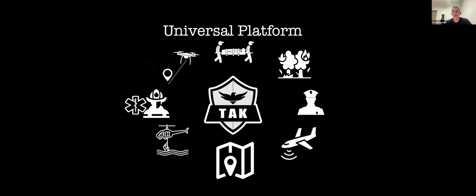TAC was built for the warfighter, but I feel like wildland fire is probably the biggest overlap. This large mobilization of resources, a lot of times a lot of chaos, confusion, fog of war. What's going on? Where are people? And many times it's done in areas where you don't have great comms, where all you do have is an LMR radio.